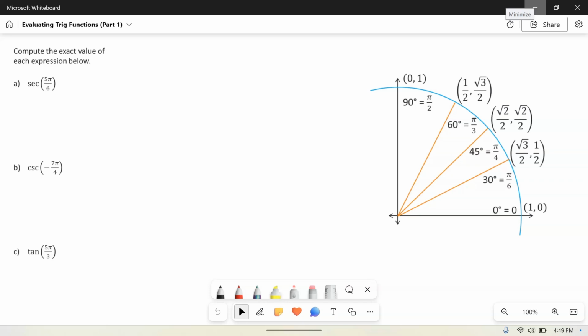Let's look at some examples of computing the exact values of some trig functions at some of our special angles. We've already looked at computing the sine and the cosine values in the first quadrant, and then we've also looked at computing the sine and cosine values anywhere on the unit circle, not just the first quadrant. And then we've also looked at some identities.